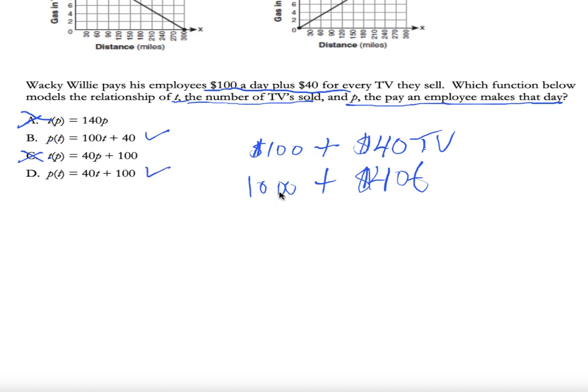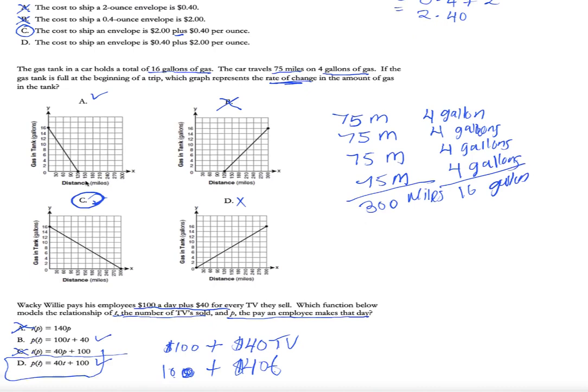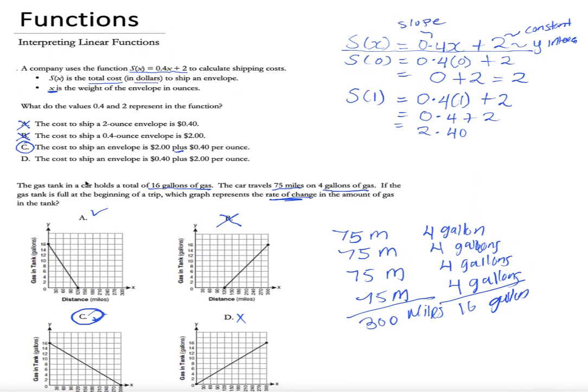And then when you look at your answer here, that should be a 0. Notice that what I wrote looks like D. Because remember, the T is the TV, which is connected to the $40. The TVs are not connected to the 100, so it's the 40T plus 100. I hope you found this helpful where you have to interpret linear functions.